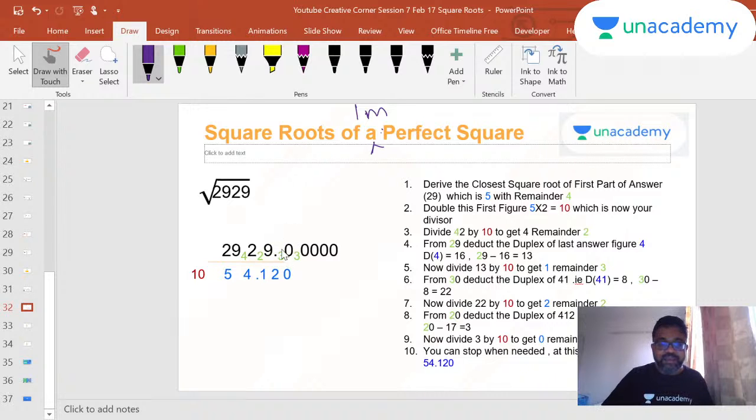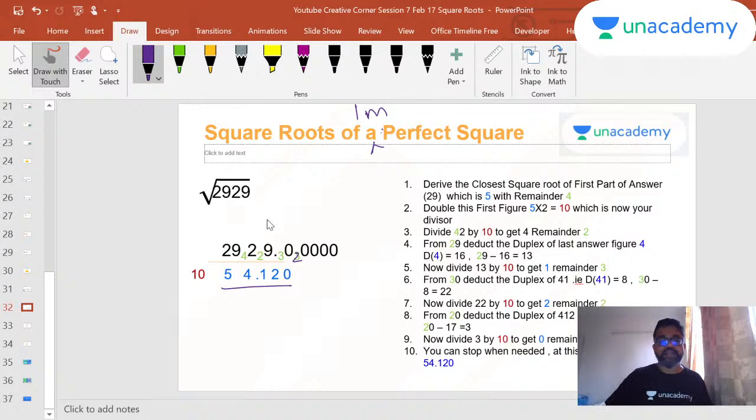Now I get a 30 here. 30 I deduct from the duplex of 4 and 1, right? The duplex of 4 and 1 is an 8. 30 minus 8, I get a 22. 22 is what I divide by 10. When I divide 22 by 10, I get a 2 remainder 2, right? So there's a small error here. This should have been 2 remainder 2. This should have been a 2, right? Yeah, 1 remainder 3, and this should have been a 2 here. So again, you already got it, 54.12.